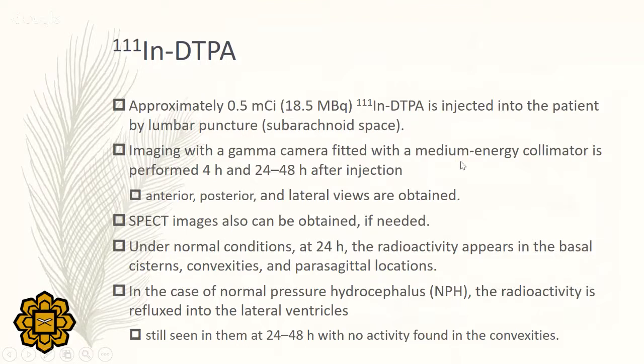So in terms of imaging, the views used are anterior, posterior, and lateral views. Also, you can use SPECT images if needed, but a normal gamma camera is enough to get the image. So in normal conditions, for normal patients without any abnormalities, you will observe the activity in the basal cisterns, in the convexities, and the parasagittal locations. So this is in a normal patient. You will see activity in all three locations.